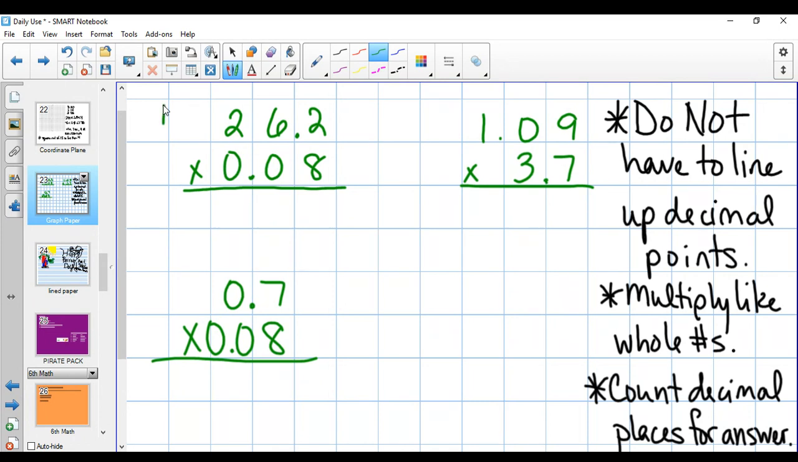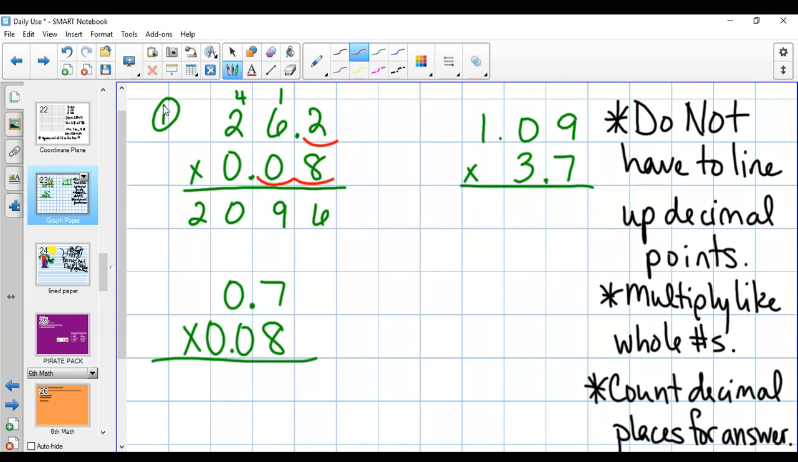So in this example number 1, we're going to do 2 times 8 is 16, carry the 1. 6 times 8 is 48, plus 1 is 49, carry the 4. 8 times 2 is 16, plus 4 is 20. Okay, I only have a whole number digit in the 8, so I only have to do one row of multiplication for this answer.